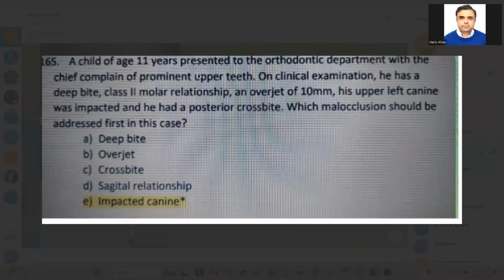An 11-year-old patient with a chief complaint of prominent teeth. On clinical examination, he has a deep bite, class 2 malocclusion, overjet of 10 millimeters, and the upper canine was impacted. So the upper canine is the one most in need of treatment, right? Not the deep bite, crossbite, or antero-posterior relation.